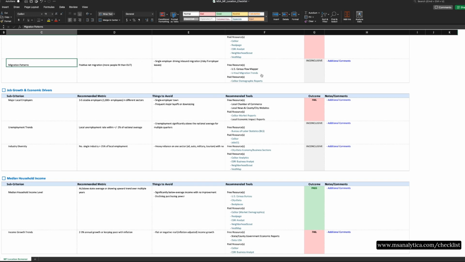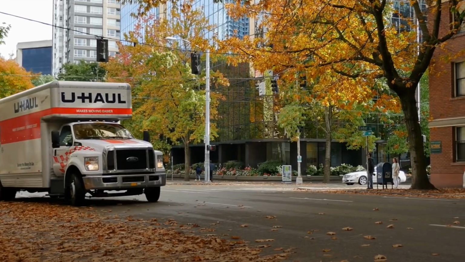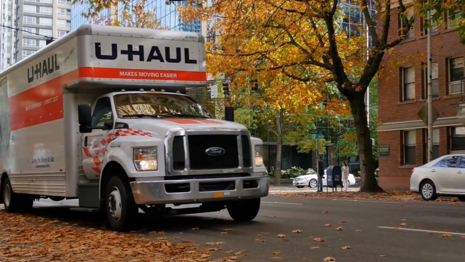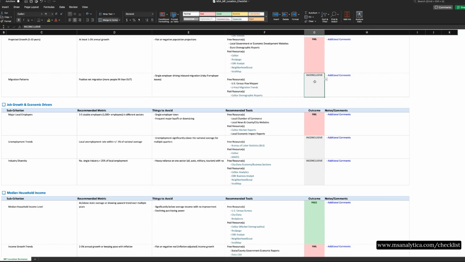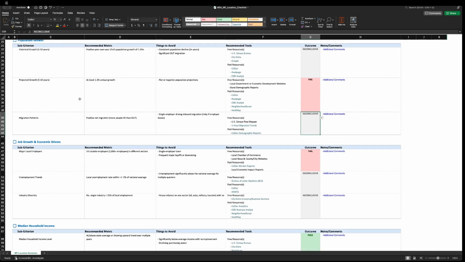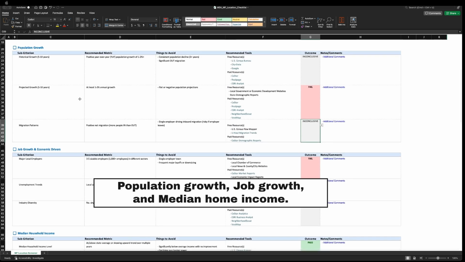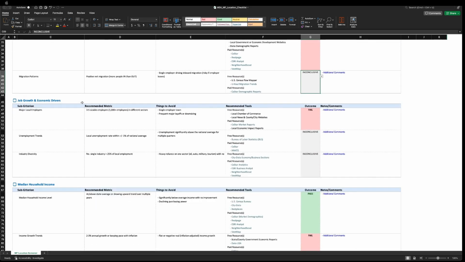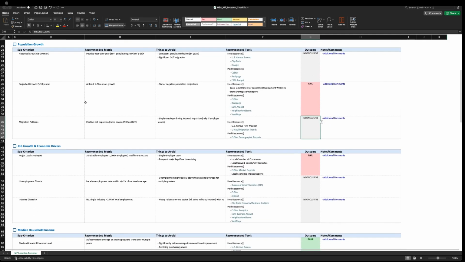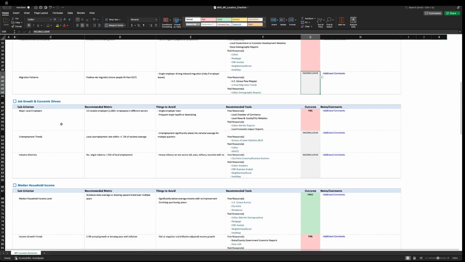A useful resource that a lot of investors use recently is the U-Haul migration trends. You're looking for one-way movement for these U-Haul trucks. That gives you insight into where people are moving to. Select if it meets your criteria, fails, or is inconclusive. The three main criteria you always want to check for are population growth, job growth, and median home income. The other ones are important, but these are the three main ones you want to make sure meet your criteria.